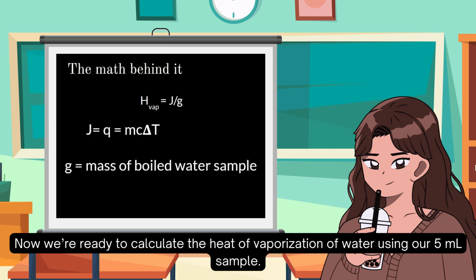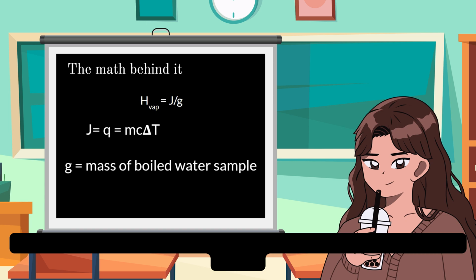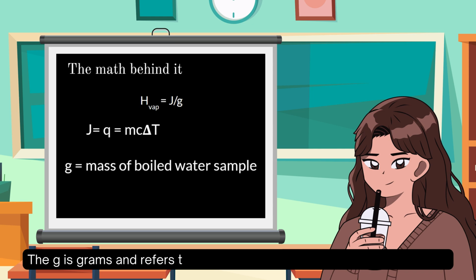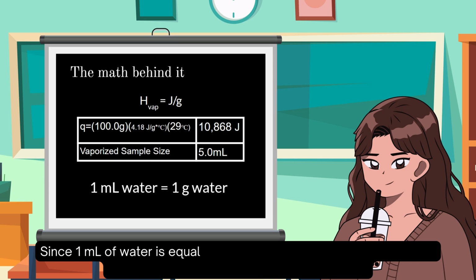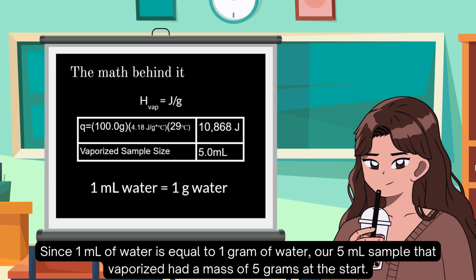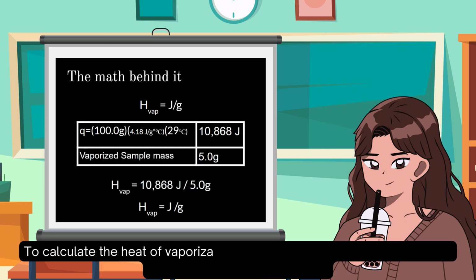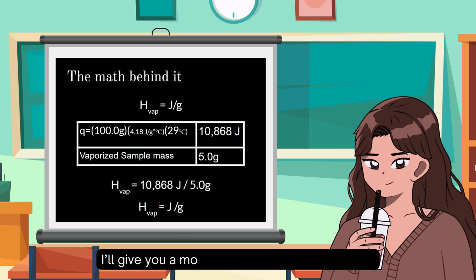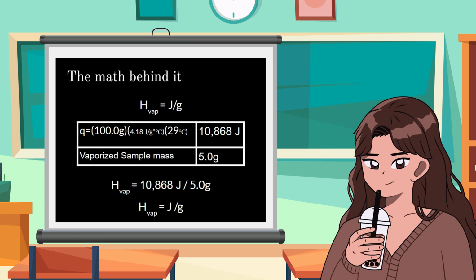Now we're ready to calculate the heat of vaporization of water using our 5 milliliter sample. For the joules of energy, we will use the Q we just calculated for our 100 milliliter sample since we're assuming they received equal heat energy. The G is grams and refers to the mass of the 5 milliliter sample that vaporized. Since 1 milliliter of water is equal to 1 gram of water, our 5 milliliter sample that vaporized had a mass of 5 grams at the start. To calculate the heat of vaporization, simply divide the joules of energy by the mass of the 5 milliliter sample.